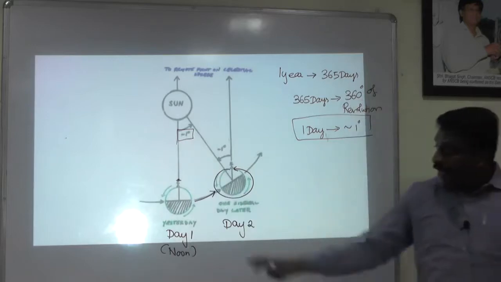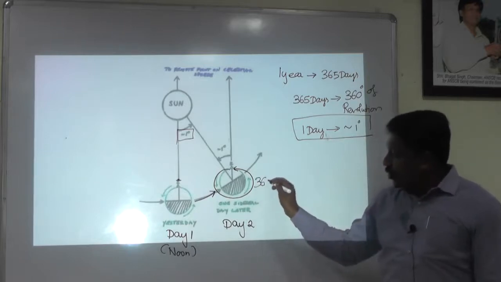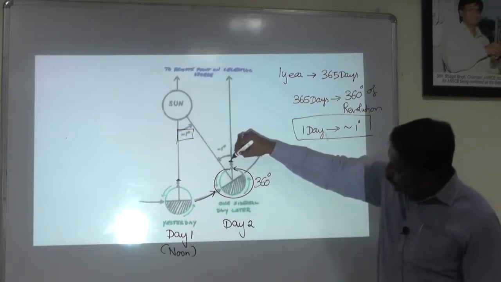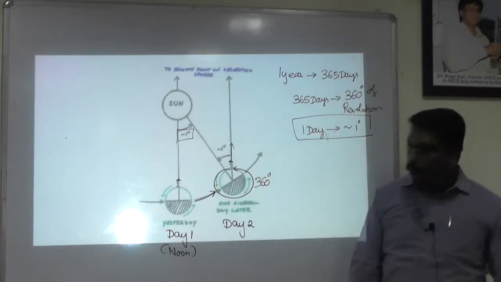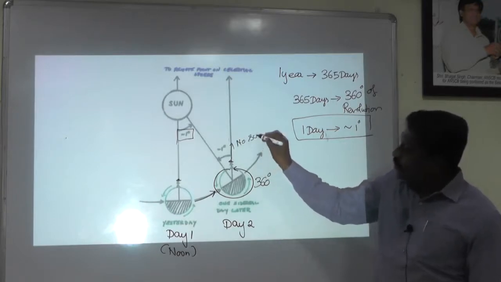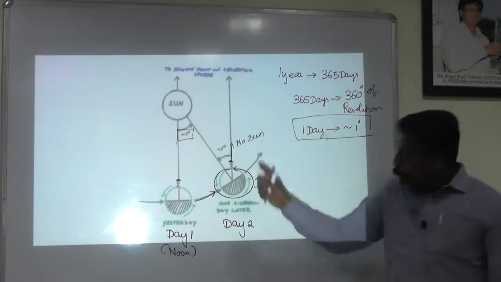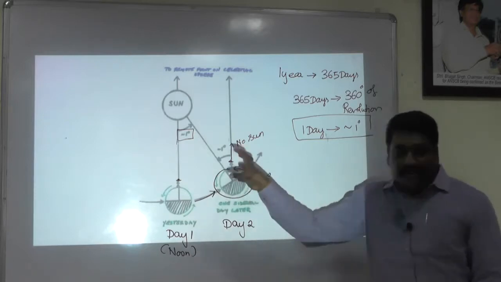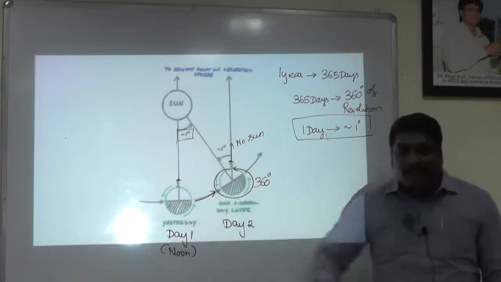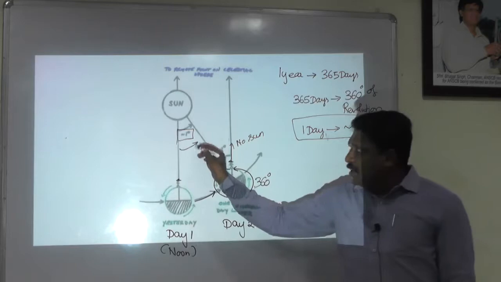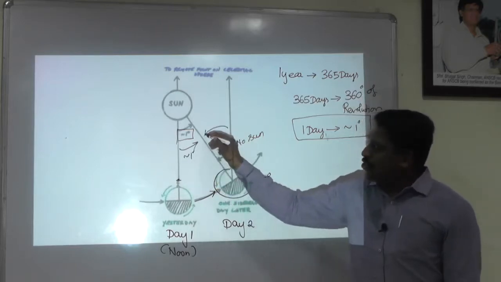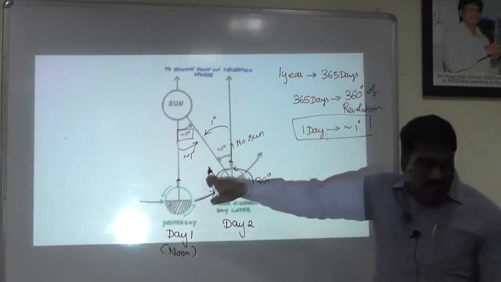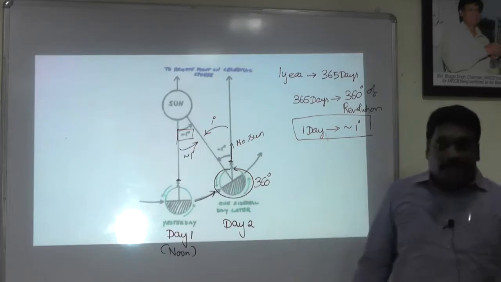Now you tell me, after 360 degrees of rotation, is the sun placed above his head? No. There is no sun above his head. In order to place the sun above his head, this Earth has to rotate how many more degrees? 1 degree is the displacement, so it has to adjust by 1 degree. Once the 1 degree is adjusted, it becomes 24 hours. Noon again.